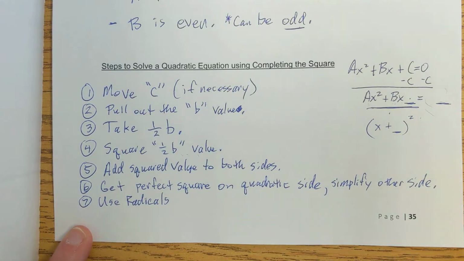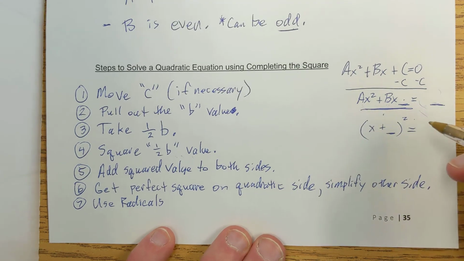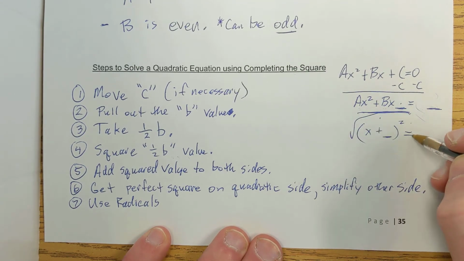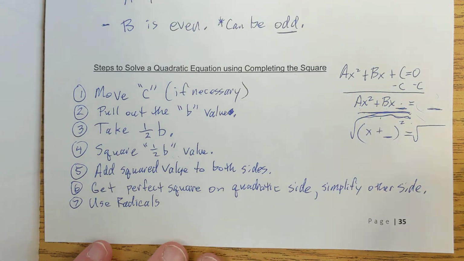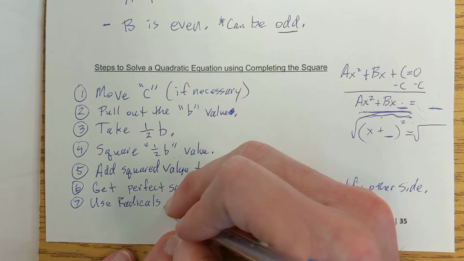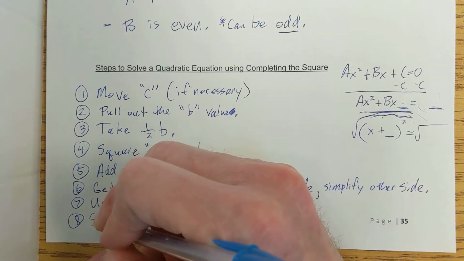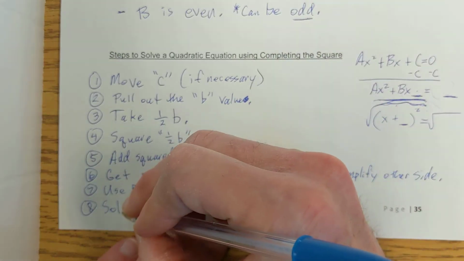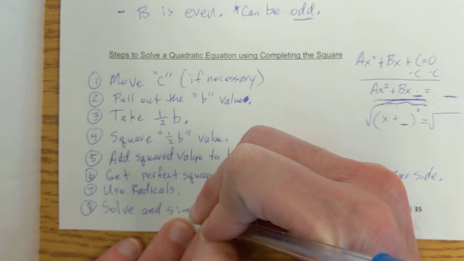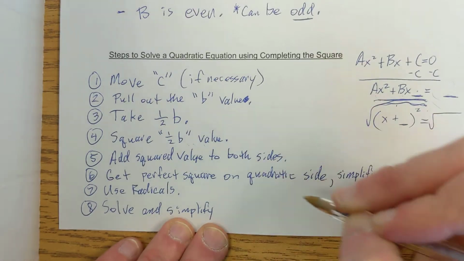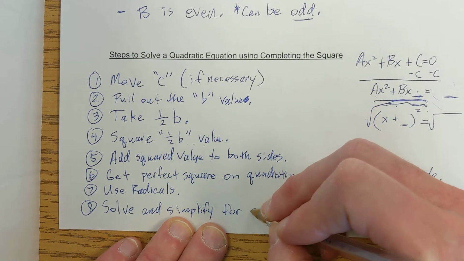We're going to use radicals to simplify or to try to get rid of this squared. So you're going to end up with taking a square root of both sides over here. Okay, and then solve and simplify using steps we've done in the past. So solve, so I'm getting down here at the end, and simplify, okay, to get our solutions. For solutions.